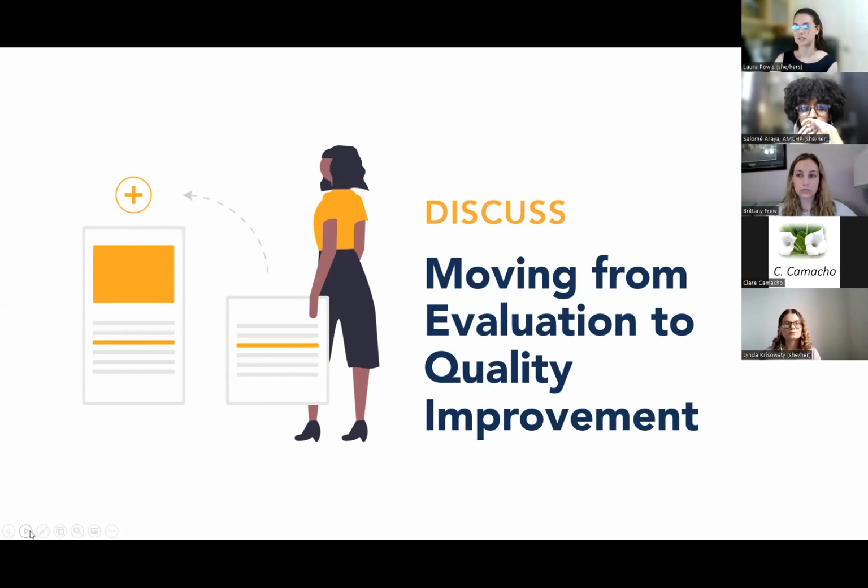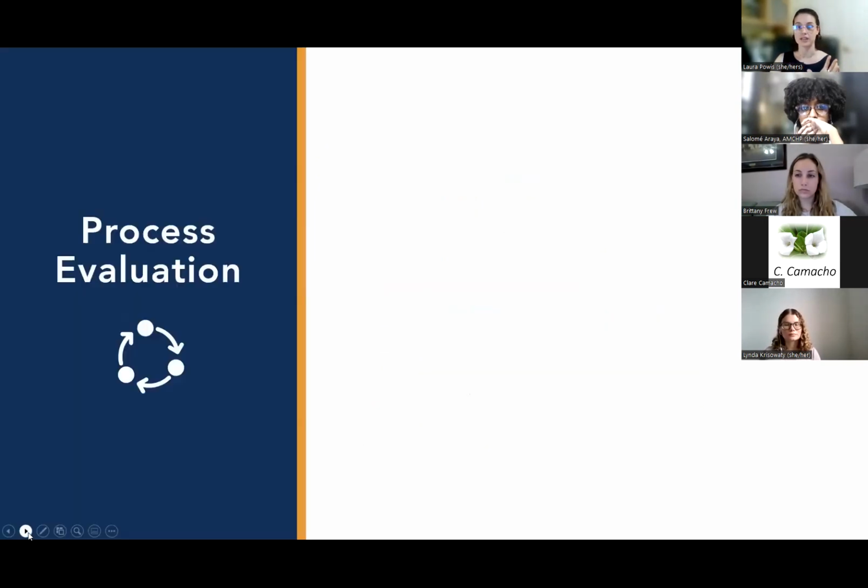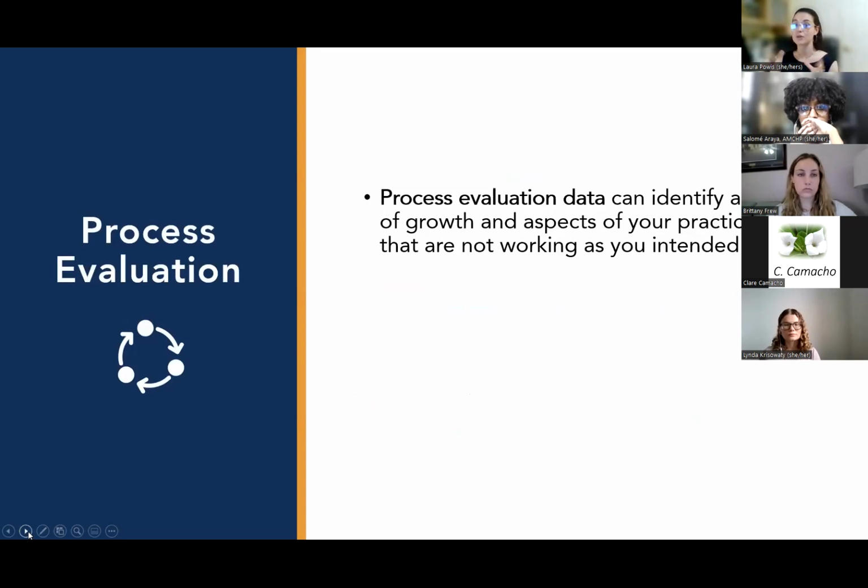So to start, let's just talk about how this relates to what we've been talking about the past few sessions. It really relates to process evaluation. So if you remember, there are different types of evaluations. You have process evaluations, which really look at areas of growth and aspects of your practice that might not be working as you intended. So I wanted to do a little pop quiz.